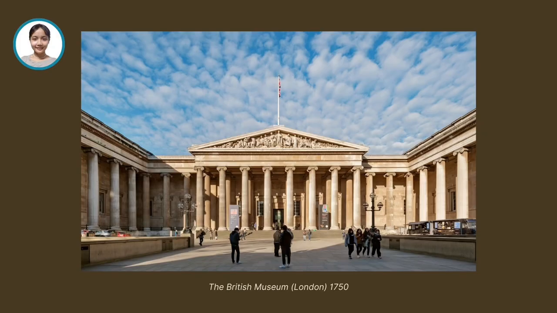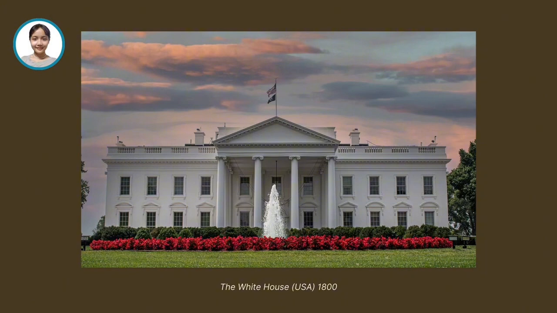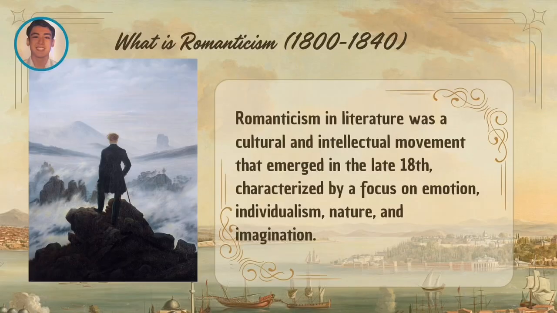British Museum at London in 1750. The British Museum of Arts in London is undoubtedly one of the leading and most extensive museums that has ever been built in the world. The Pantheon at Paris in 1757. The last one for the architectures in the neoclassical era is the White House in USA in 1800s.